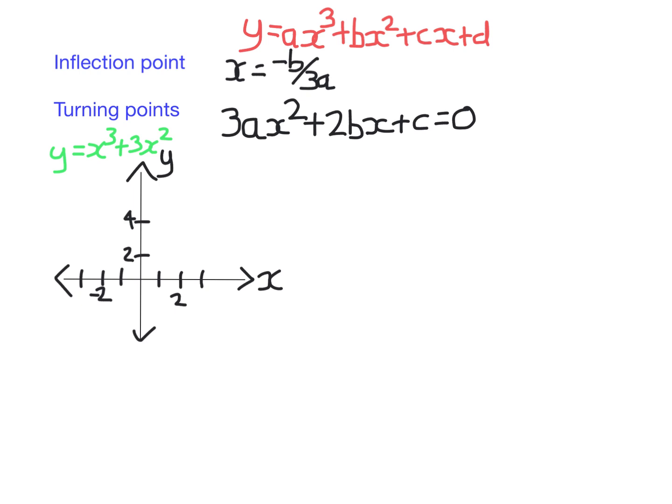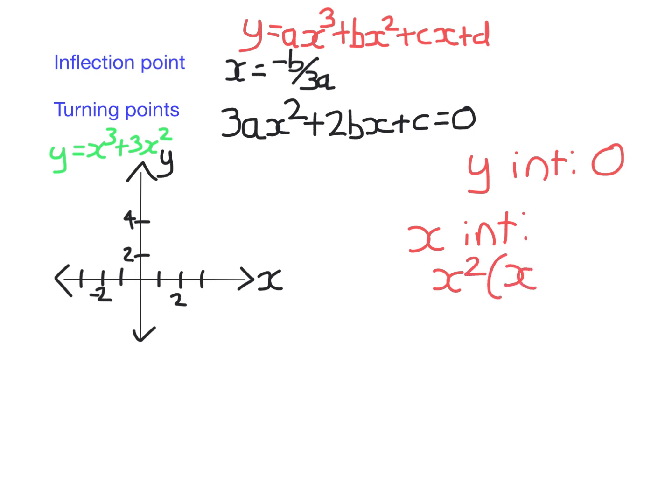For y equals x cubed plus 3x squared, we still want to find the x and y intercepts. The y-intercept is just the constant term, so it's 0. To find the x-intercepts, we still do what we did previously. We want to factorize the cubic. The highest common factor is x squared, and then we have x plus 3. So there is a double root at x equals 0, and there is a single root at x equals minus 3. None of that is new.